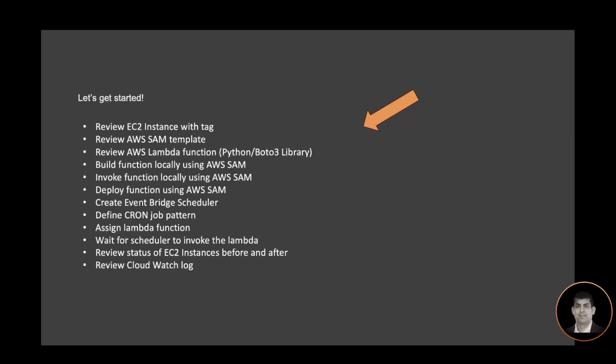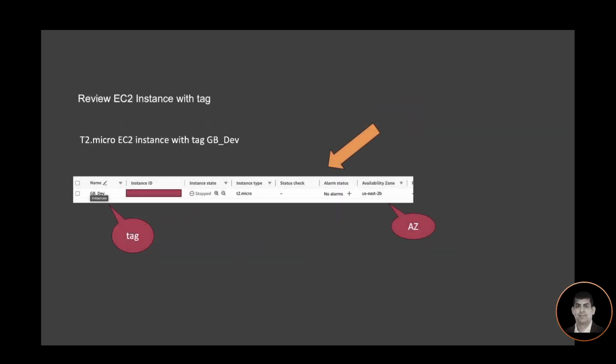We're going to review the EC2 instance with the tag. We'll review our SAM template. We'll review the Lambda function. We'll build the function locally using AWS SAM. Function will be invoked locally using AWS SAM. We'll deploy the function in AWS Cloud, and then an Event Bridge scheduler cron job will be created. It will be assigned the Lambda function that we have deployed. Once the scheduler invokes the Lambda, the EC2 instance status we will review before and after, and of course we'll review the CloudWatch log.